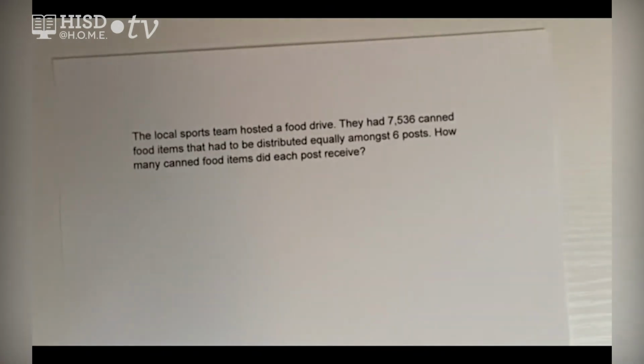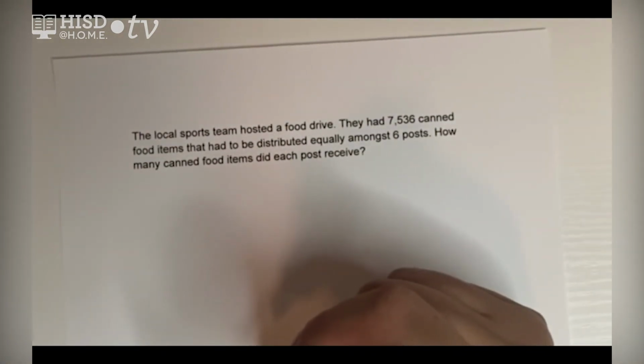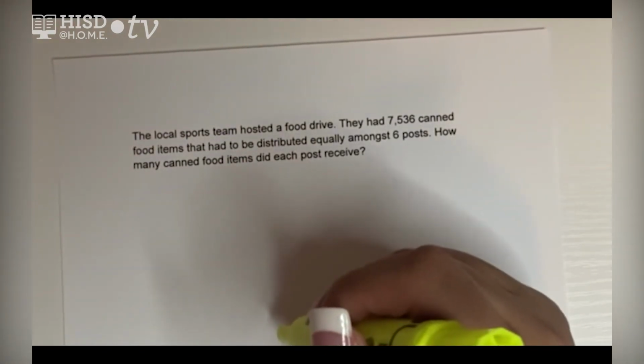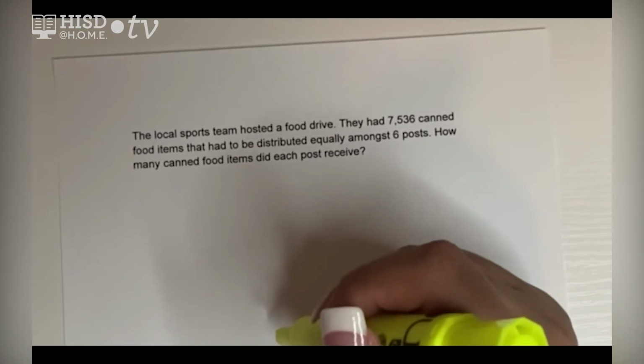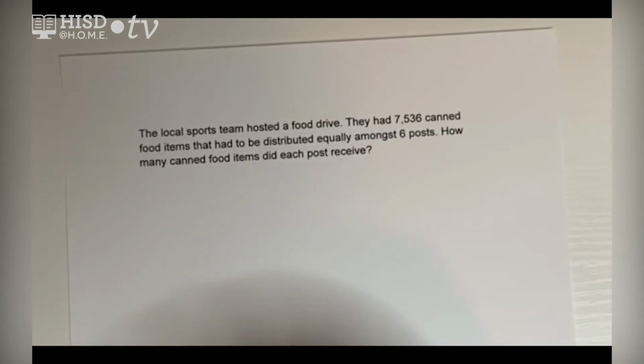I'm going to go ahead and read it one more time. So basically we know that a sports team is donating some food and they have to give each food item equally among 6 posts. And we want to know how many food items each post is going to get. So now let's read it one more time to really get a grasp of the information. The local sports team hosted a food drive. They had 7,536 canned food items that had to be distributed equally among 6 posts. How many canned food items did each post receive?